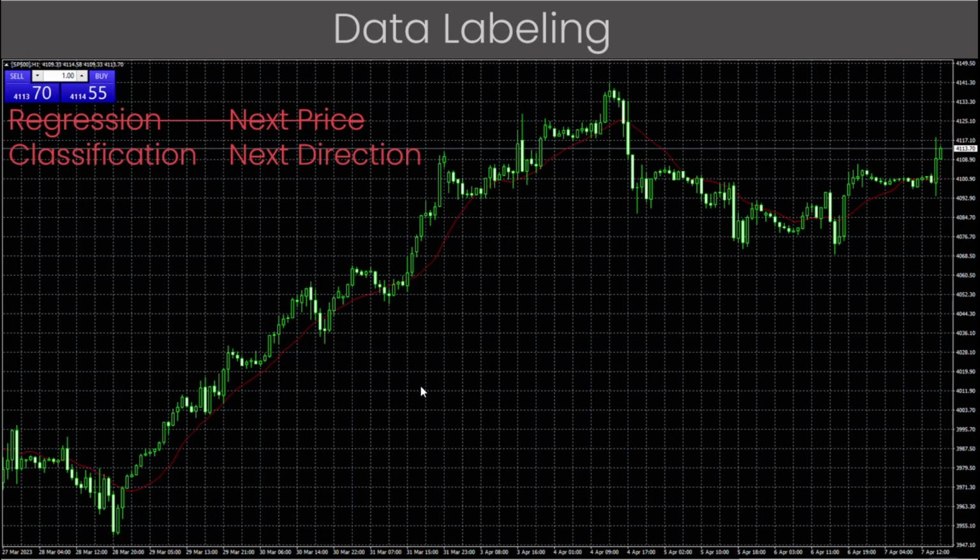We will do classification. So that means we want to estimate in which direction the price is going to develop in the future.